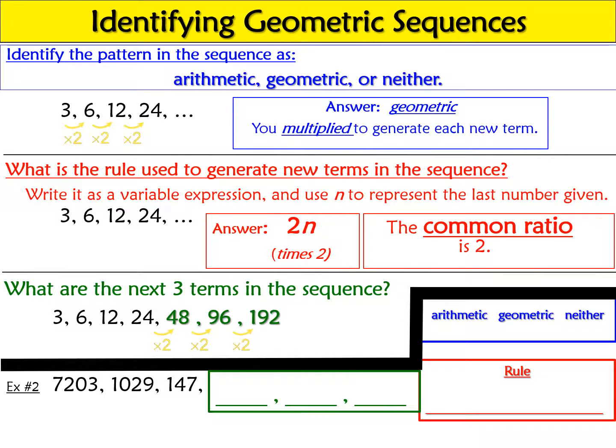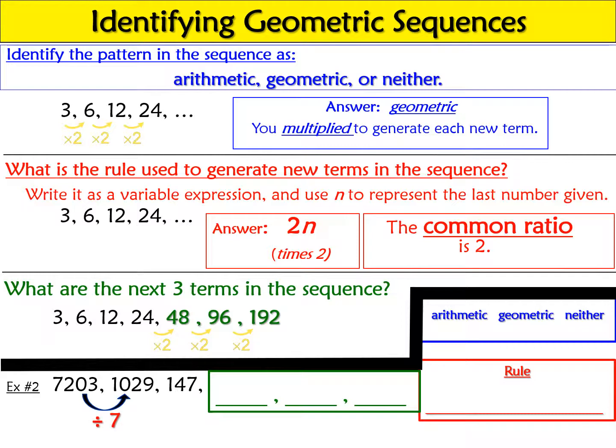Let's take a look at that second pattern of numbers on the bottom. 7,203, 1,029, and 147. So is this an arithmetic, a geometric, or neither of those types of sequences? Well, with a little bit of inspection, you will realize that in order to generate new terms moving forward, we have to divide by 7.